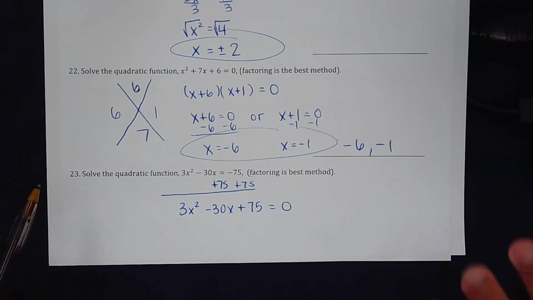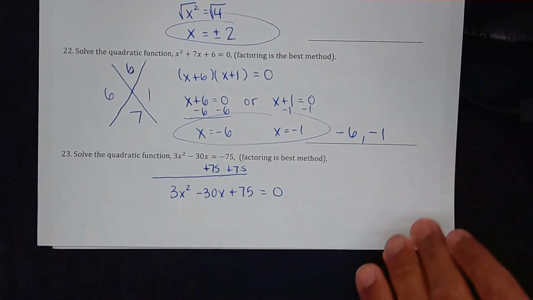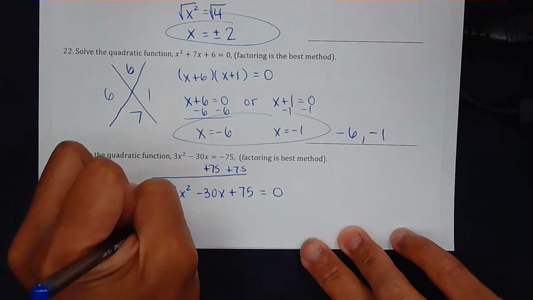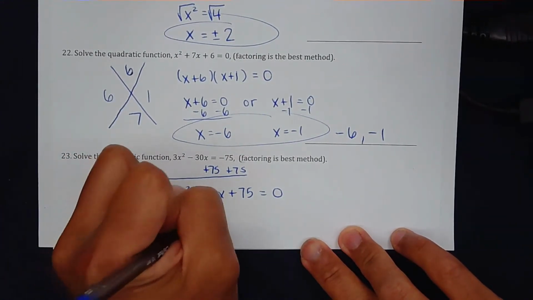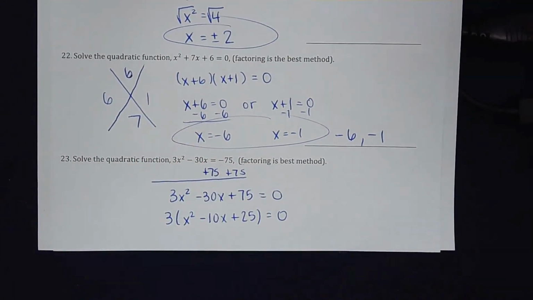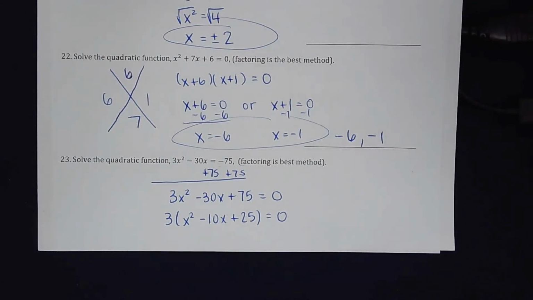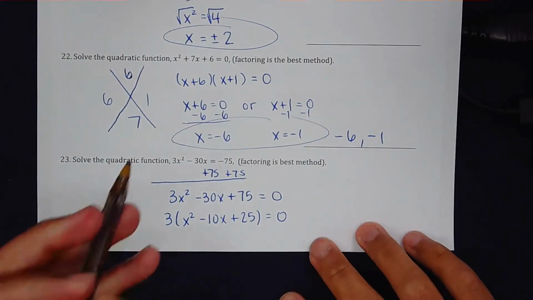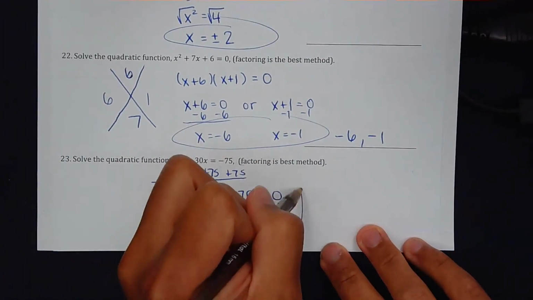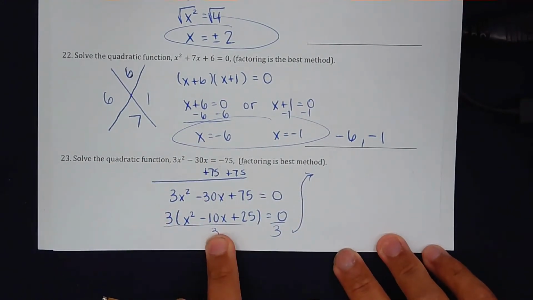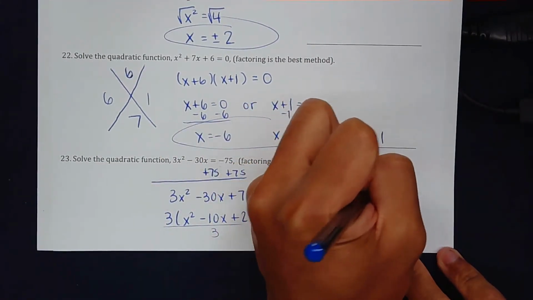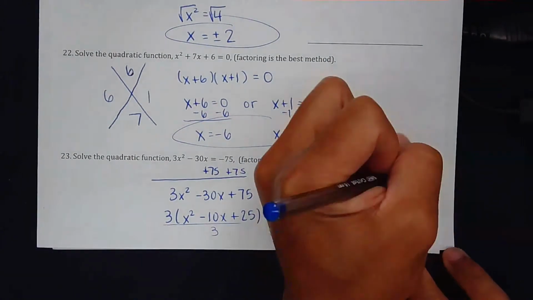All right, so from here, a lot of you would try to use the x method, but remember with factoring, we always factor out the greatest common factor. So our greatest common factor is 3. So 3 times x squared minus 10x plus 25 is equal to 0. All right, from here, we can go ahead and just divide both sides by 3. So dividing by 3, we get x squared minus 10x plus 25. 0 divided by 3 still gives us 0.